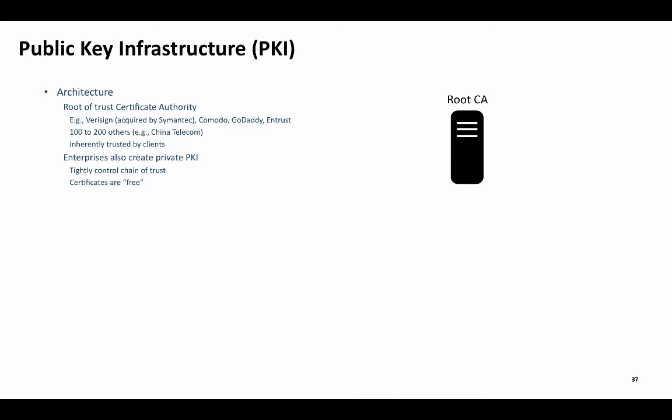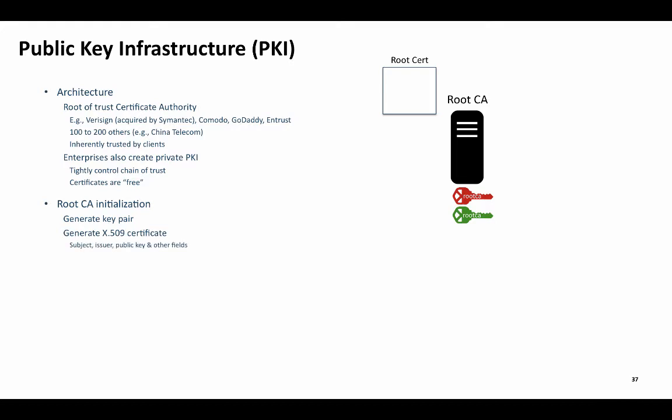The root of trust certificate authority, more commonly called the root CA, gets initialized by generating a public-private key pair, as we have seen in many previous videos. Then, the root CA generates an X509 certificate using the standard from the RFC 5280. The certificate consists of the subject, the issuer, the public key, and a number of other fields as we'll see along the way. The subject is the holder of the private key.